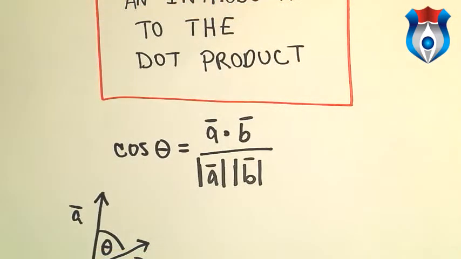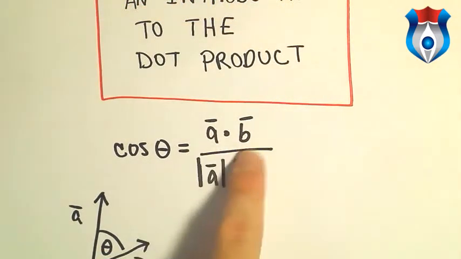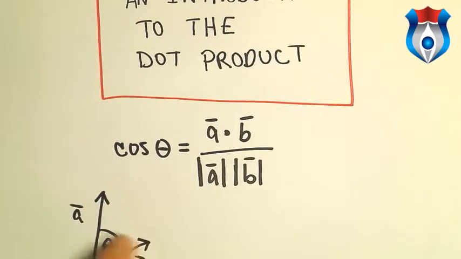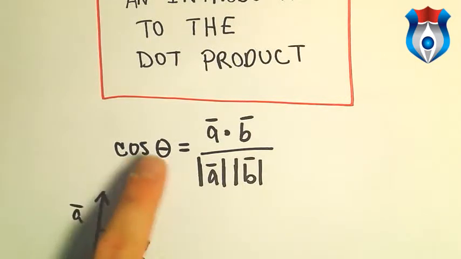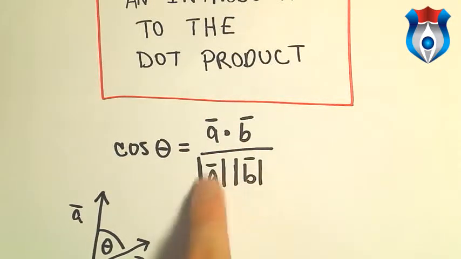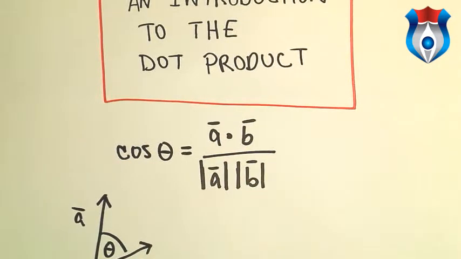Alright, so one of the uses of the dot product is that it actually helps us to relate an angle between 2 vectors. So if we have vectors A and B with an angle of theta in between them, it turns out that cosine of theta is going to equal the dot product A dot B divided by the magnitude of A times the magnitude of B.